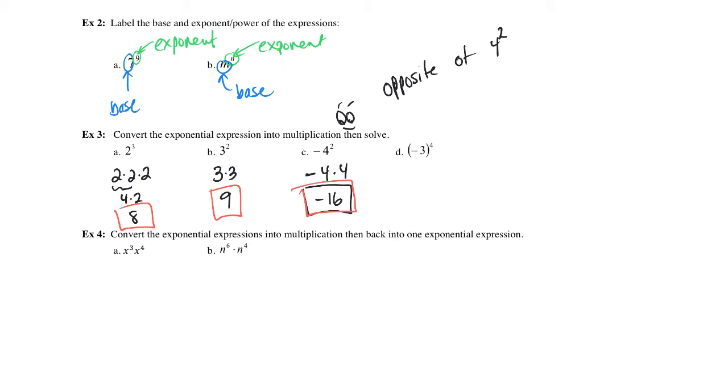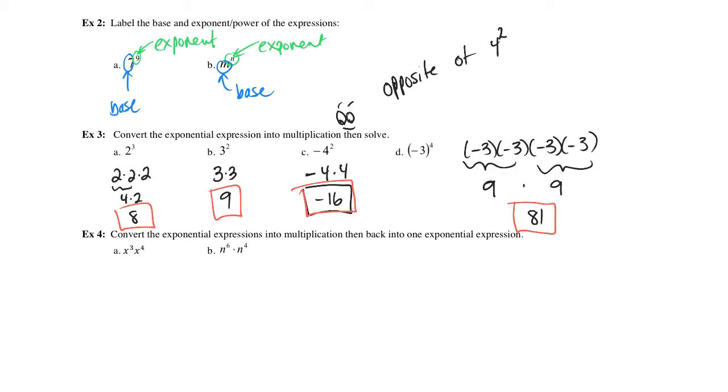And next one, we have an entire negative 3 times itself 4 times. So negative 3 times negative 3 times negative 3 times negative 3. So then simplifying that, negative times negative gives us a positive 9 times another positive 9. So that one is a positive 81.